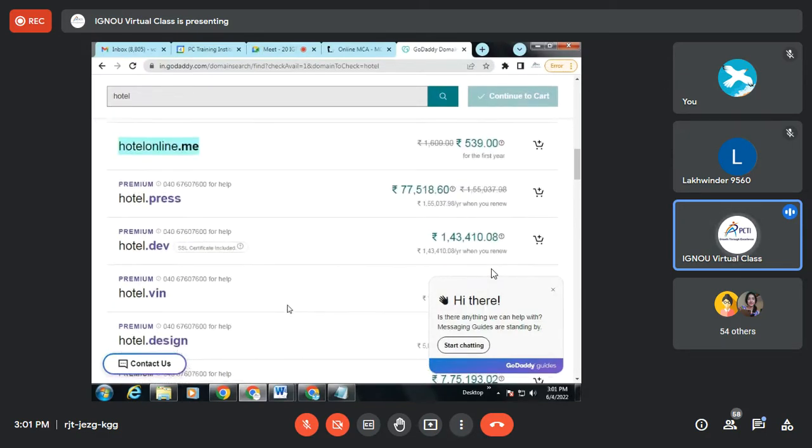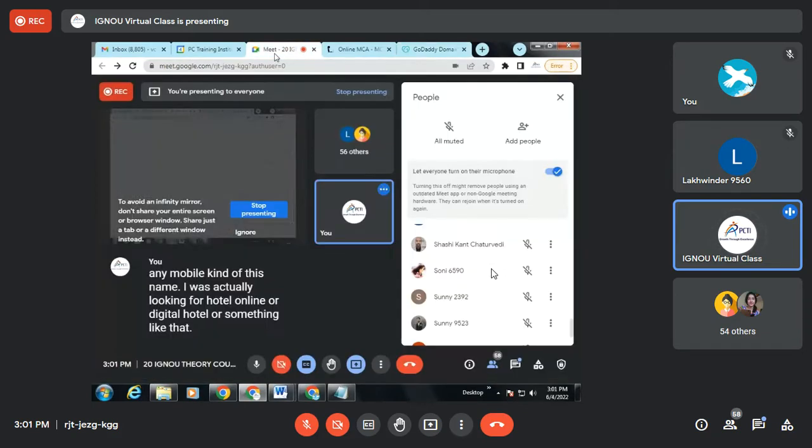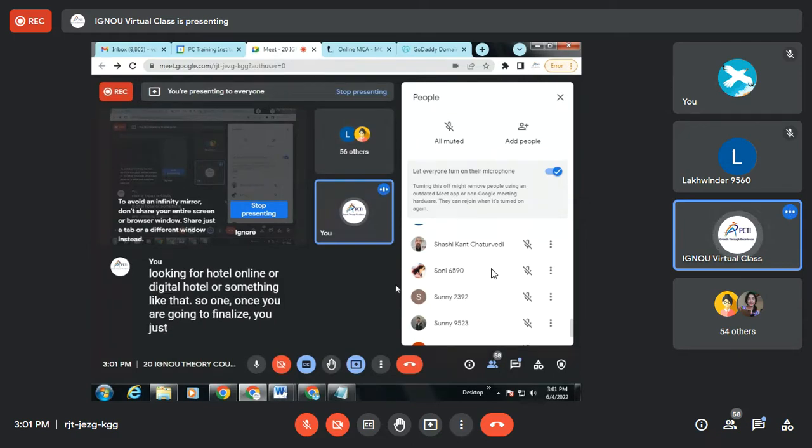So as per my given topic, I can take .in, I can take .com or any mobile kind of domain. This name I was actually looking for, hotel online or digital hotel or something like that. So once you are going to finalize, you just explore a little bit on this part. Maybe it will also help you, right?